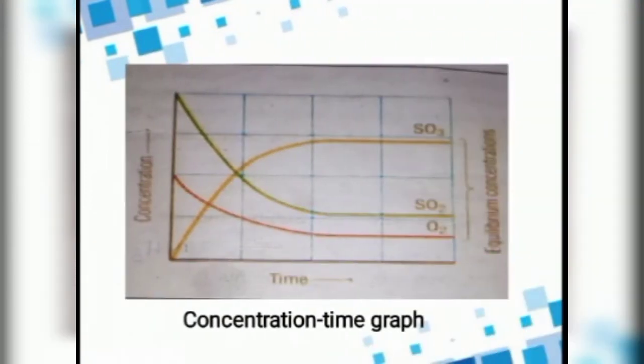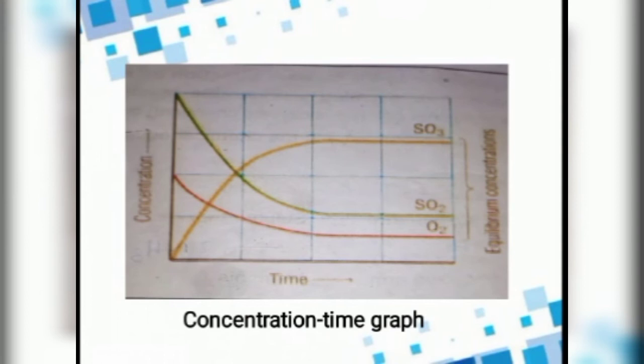Here the concentration time graph. You have to understand that initially there is no SO3. So the rate of reverse reaction is 0. The rate of forward reaction is highest due to high concentration of reactants. As the reaction proceeds, the concentration of reactants gradually decreases as you can see in the graph. And the rate of forward reaction also decreases proportionally.